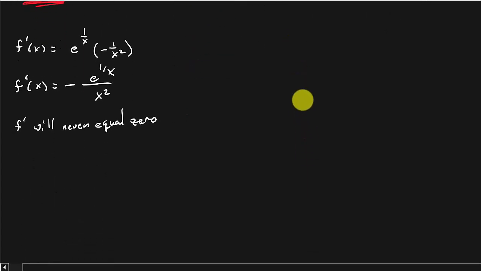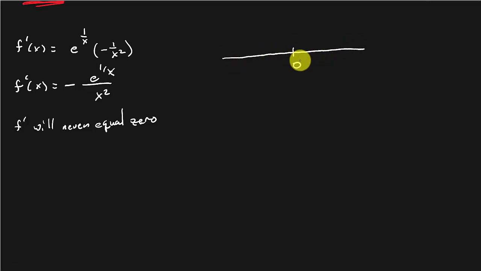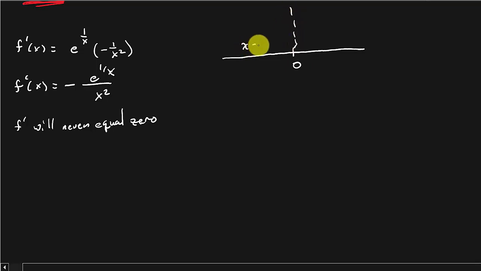So now to do increasing and decreasing, we're going to plot 0 on the number line. So even though 0 is not a critical number, the first derivative is undefined there. So we're going to test it at where it's undefined, because it could change increasing and decreasing there. So x equal -1 and x equal 1. We're going to plug that into here.